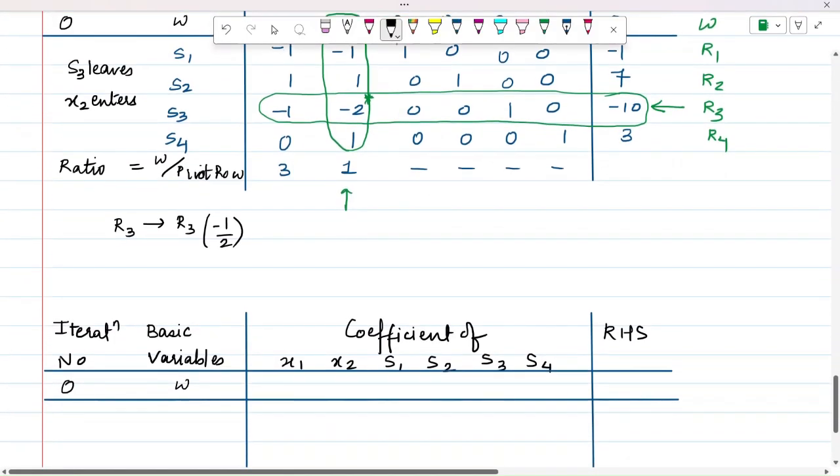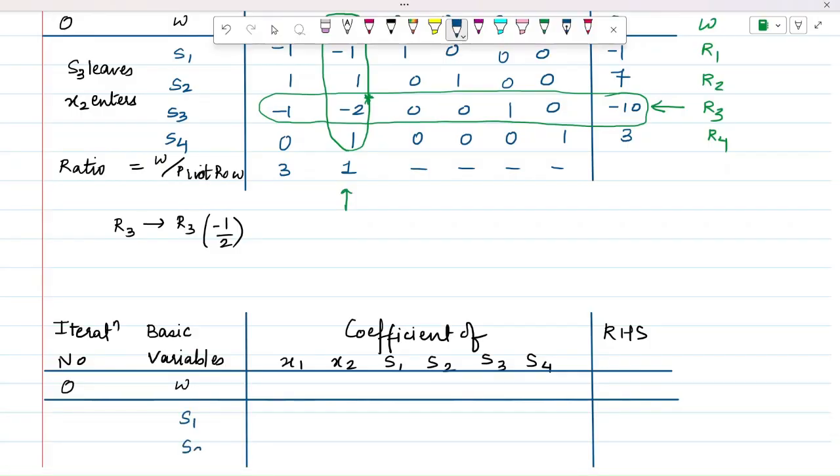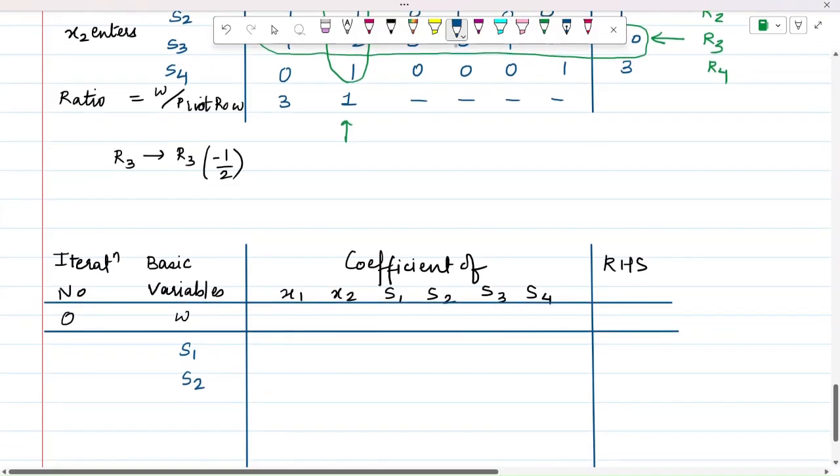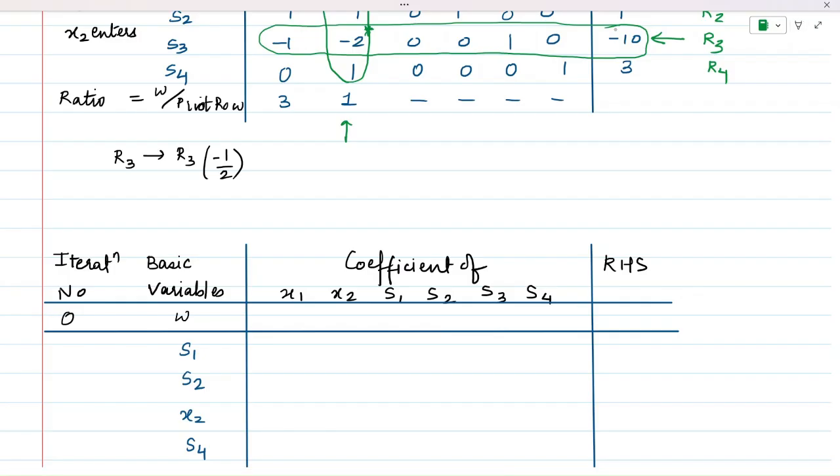So here when I write the coefficients, it's going to be S1, S2, S3 is going to leave and X2 is going to enter, and S4 remains the same. Okay. Let me write down the required ratio. The required ratio now is multiplying by -1/2. So this is going to be 1 by 2. This is going to be 1, 0, 0, -1 by 2, 0. And this is going to become 5.